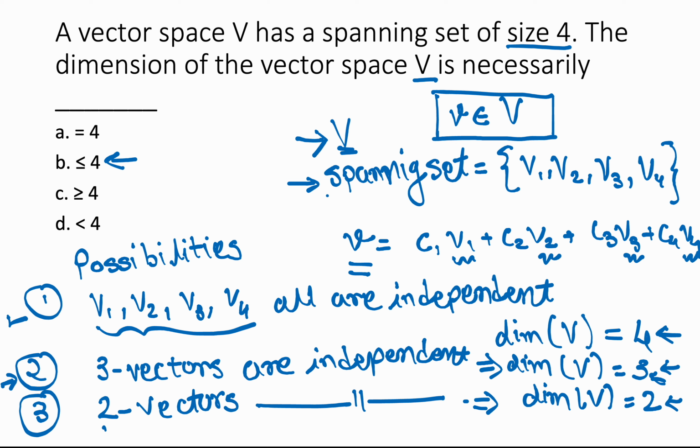Then there are multiple possibilities: whether all 4 vectors will be independent, 3 will be independent, or 2 will be independent. Based on that we saw that if all are independent, then the dimensionality will be 4. If only 3 are independent, then the dimensionality will be 3, and the number of independent vectors gives the dimensionality. So the dimensionality can be 4 or less than 4. So this was the answer.